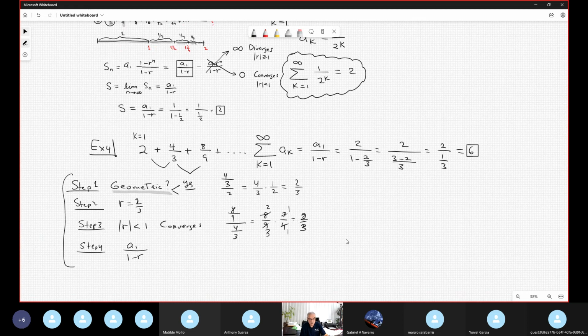Do you understand or no? If the common ratio is not less than 1, it's obvious que it does not converge. And that's it, end of story. Okay.